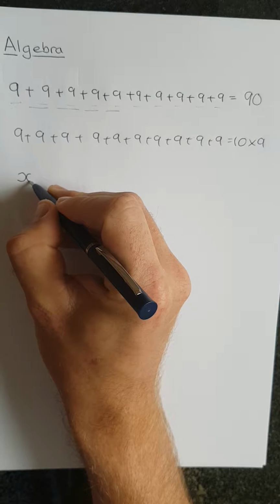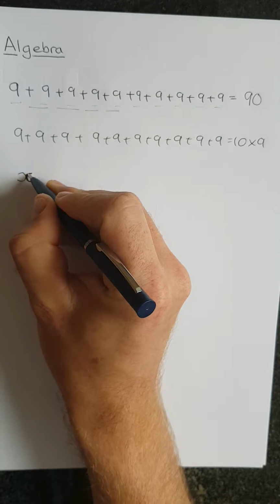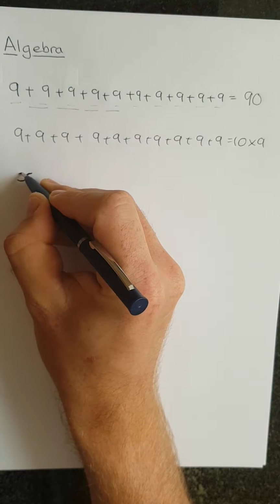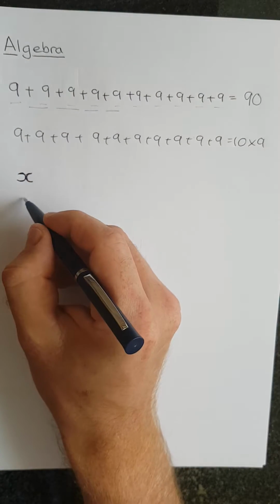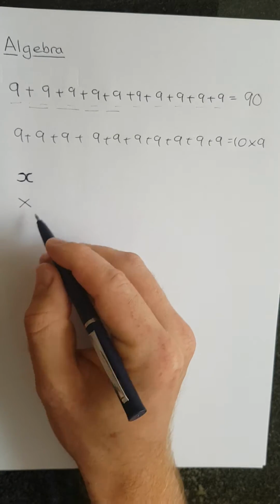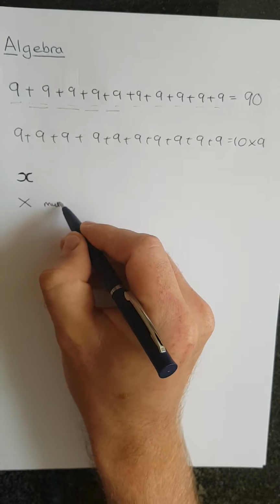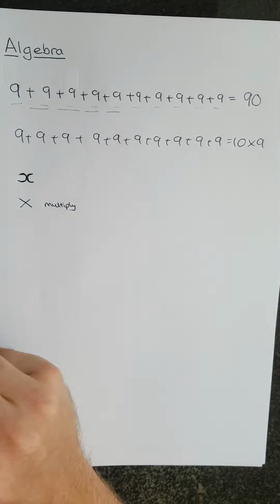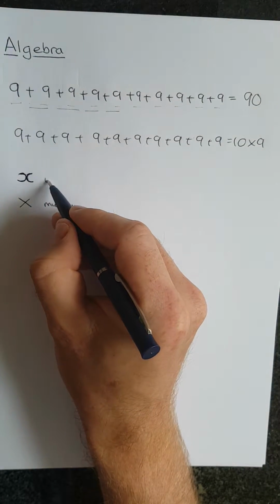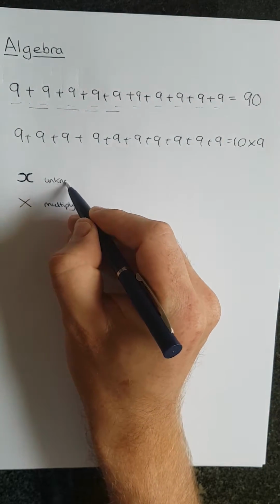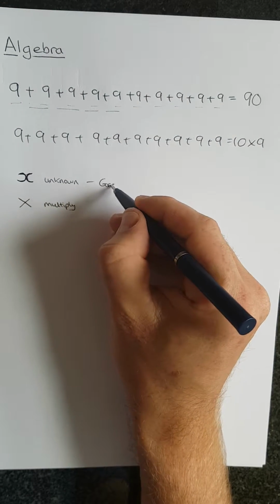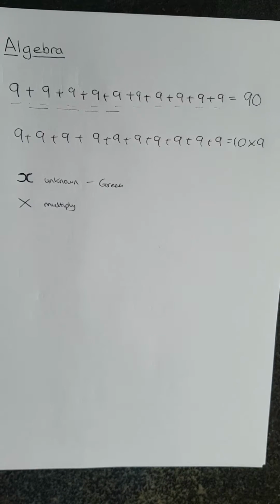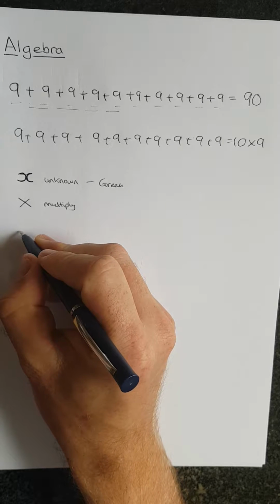I'm going to use the letter x, a curled x. Why is it curled? Well, if it was a straight x, it would look like a multiply sign. We use an x for a number which is unknown. And it comes from a Greek word which corresponded to traveller or unknown person.